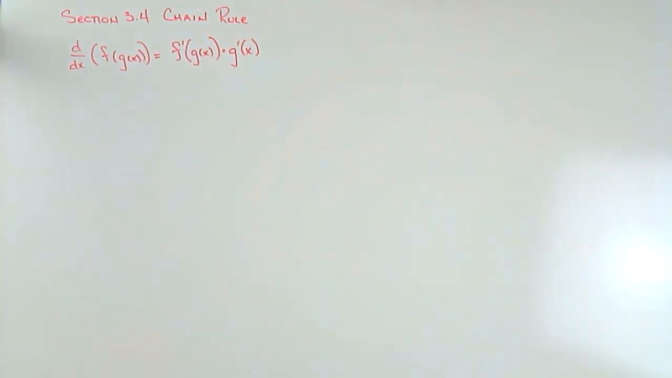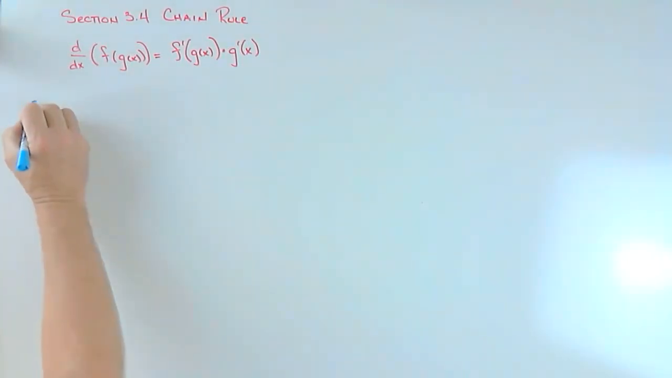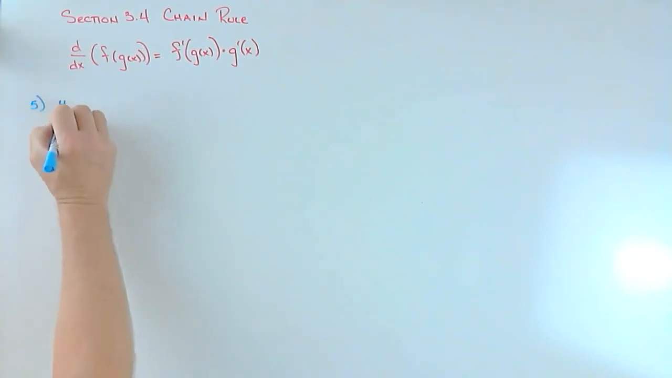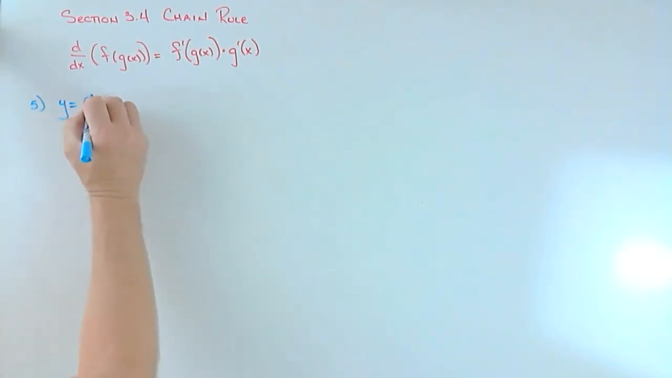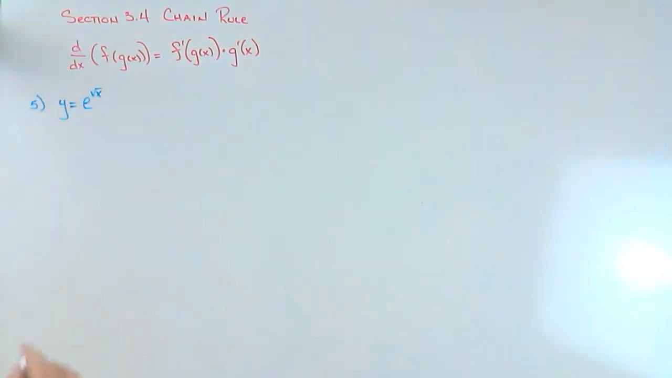So you'll hear me use those words, and I'll be identifying which functions are inside and which functions are outside as we move through the problems. So we'll start with question number 5. Question number 5 says y equals e to the absolute value of x.